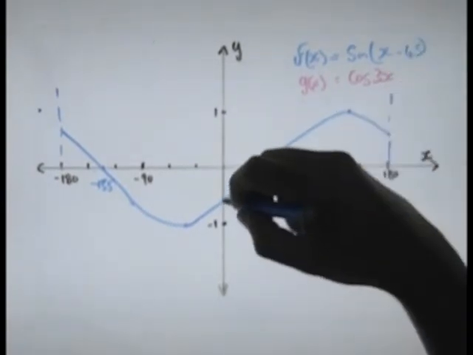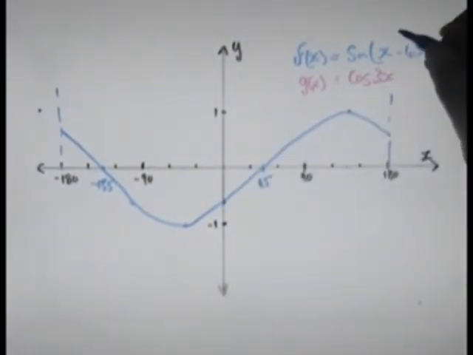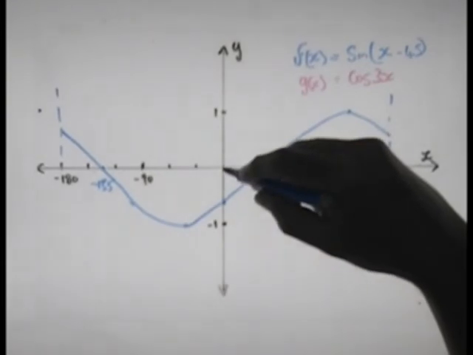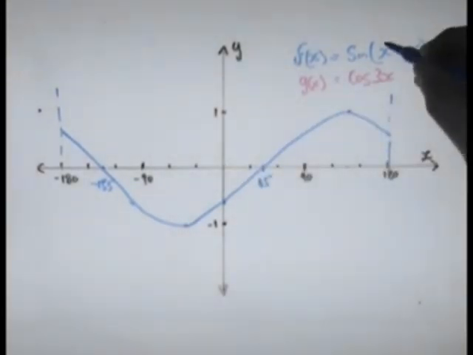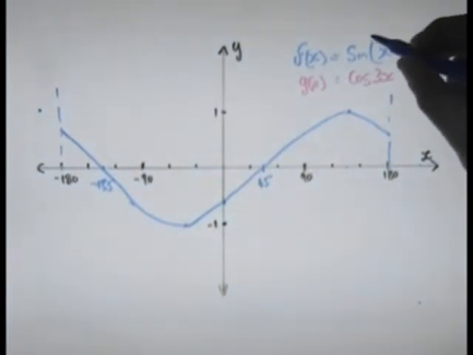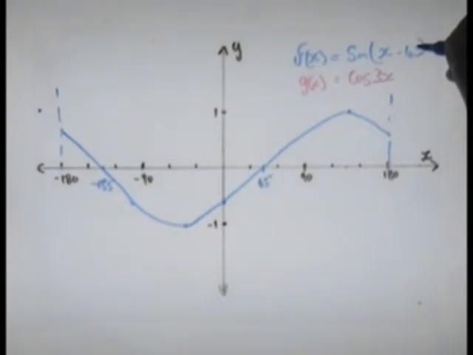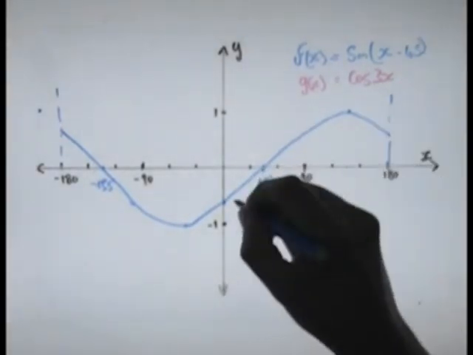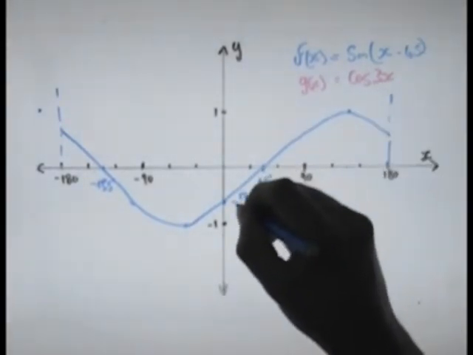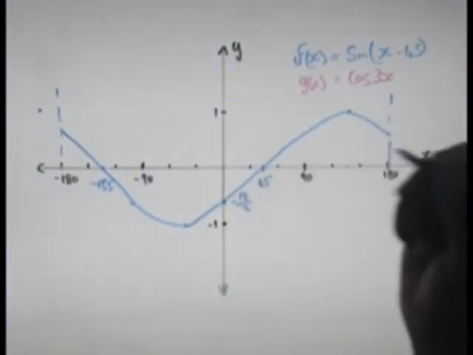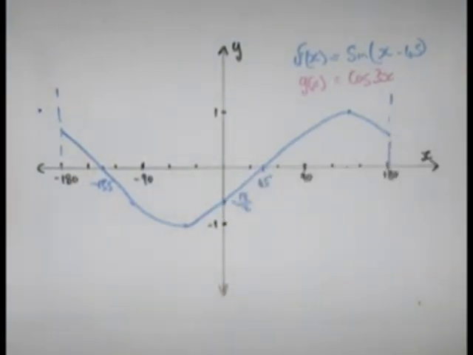We can calculate this intercept if we want to. In fact, I think we're going to do that. That's when x is equal to 0. So that's not sine of 0 any longer. That's going to be sine of 0 minus 45 degrees, which is going to give us negative root 2 over 2. And that's that intercept over there. And that's the graph f of x.